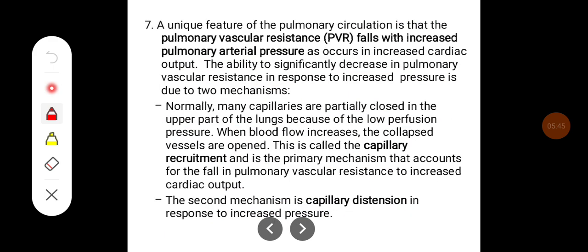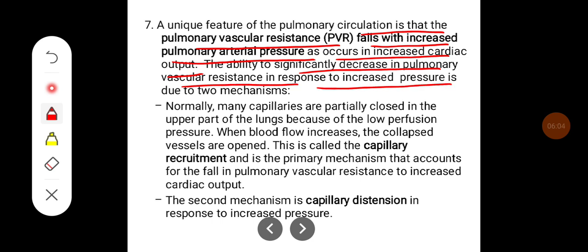Then, a unique feature of pulmonary circulation is that the pulmonary vascular resistance falls with increased pulmonary arterial pressure, as occurs in increased cardiac output. The ability to significantly decrease the pulmonary vascular resistance in response to increased pressure is due to two mechanisms. Normally, many capillaries are partially closed in the upper part of the lungs because of the low perfusion pressure. When blood flow increases, the collapsed vessels are opened.